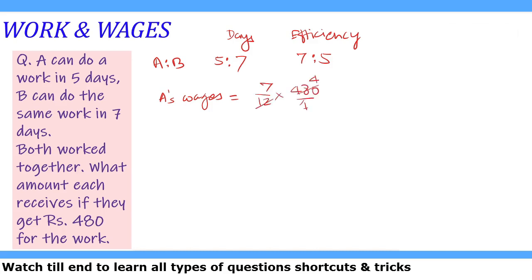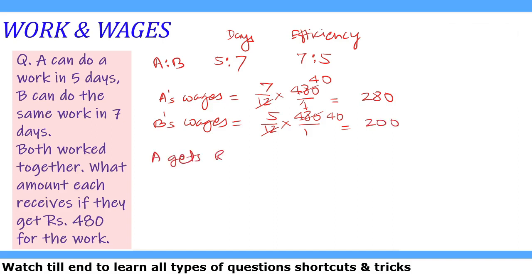12 cancels 480 for 40 times. So this gives us 7 multiplied by 40 is 280. And B's wages equal 5 upon 12 multiplied by 480. And 12 cancels 480 for 40 times. So B's wages are 200. A gets rupees 280 and B gets rupees 200. This way we can easily solve questions based on the number of days they are completing the work.